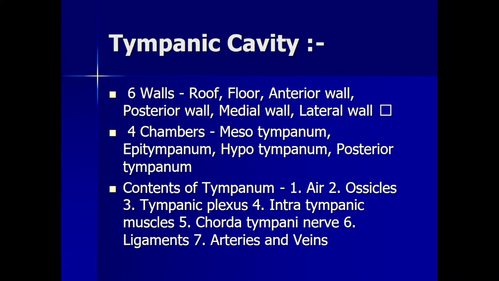Contents of tympanum. First of all, it's air, but other structures are ossicles, 3 ossicles which connect each other from tympanic membrane to the oval window. Tympanic plexus, which consists of 5 nerves, intratympanic muscles, 2 muscles: the tensor tympani and the stapedius muscles. Chorda tympani nerve, it's a branch of the facial nerve, and lots of ligaments and arteries and veins.